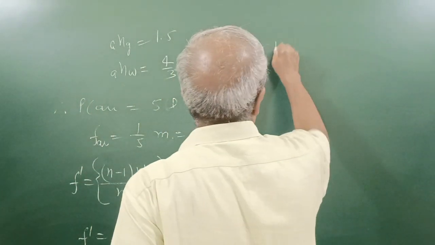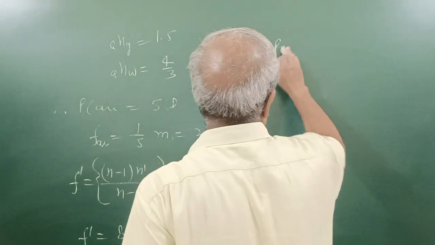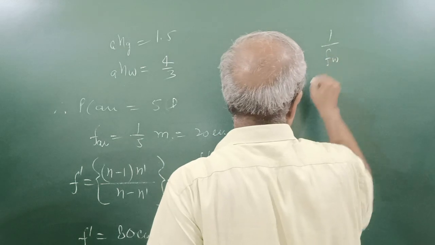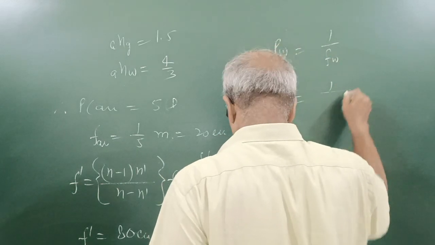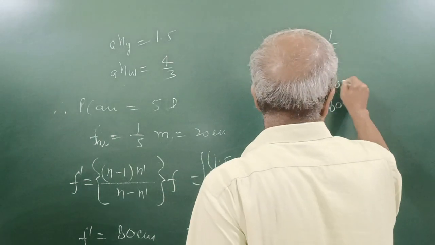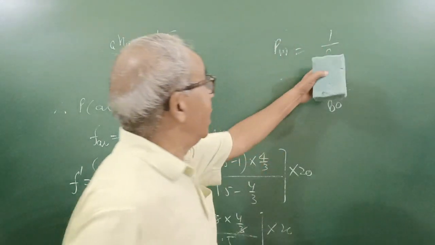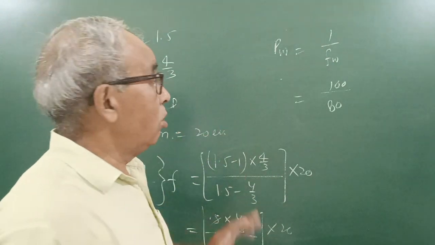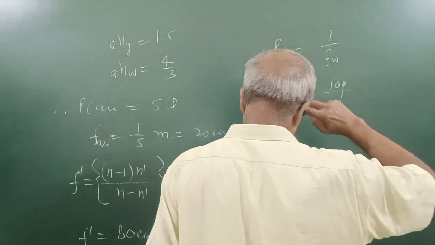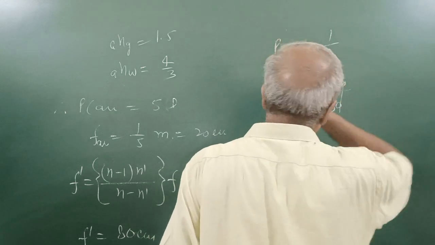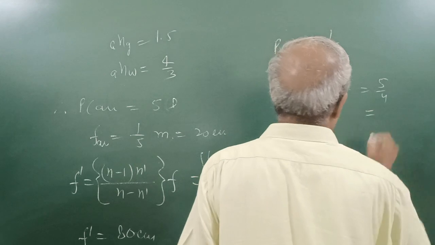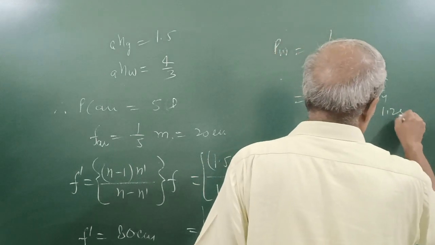So P dash, or P in water, is 1/f in water, that is 1 upon 80/100, because we have to put focal length in meter, then only you will get power in diopter. It is 5 by 4. 5 by 4 means 1.25 diopter.